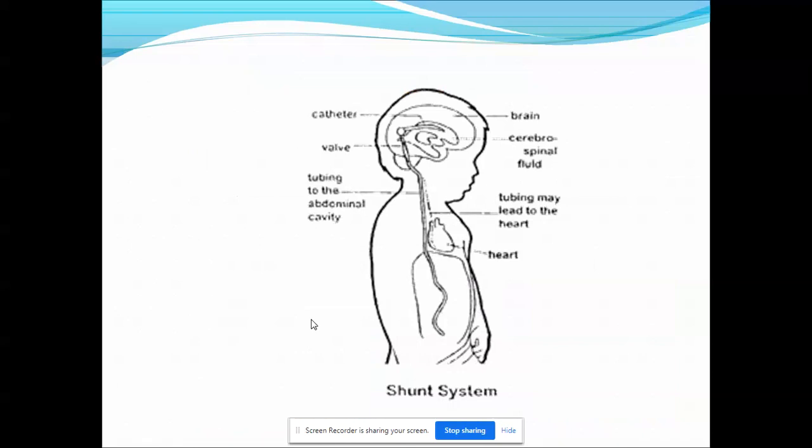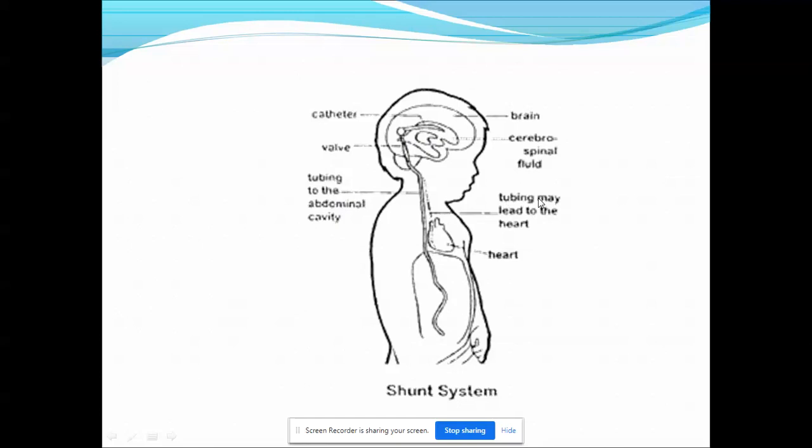So this is the picture. Shunt system, we have to put the shunt. So what is the shunt? This is the catheter, okay, the valve will be here, this is your brain. So the extra fluid or CSF, the system will drain it, with tubing to the abdominal cavity. So from here all the fluid will come down in this tube and it will come into the abdominal cavity.